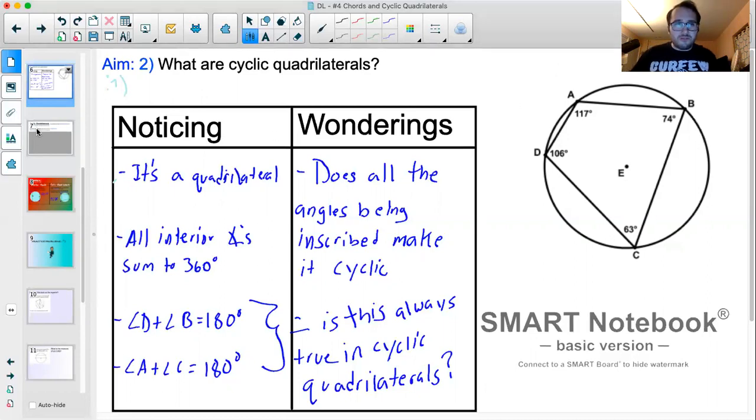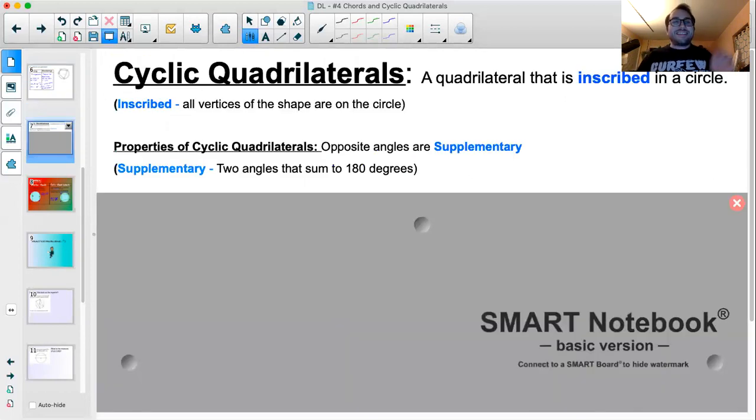Well, those are all great ideas. So let's talk about it. A cyclic quadrilateral, one of my favorite words in geometry, is a quadrilateral that is inscribed in a circle. Remember, inscribed means that all of the vertices of the shape are on the circle, and on the circle means on the circumference. So you're right with all those being inscribed angles, because all the vertices were on the circle. A property of cyclic quadrilaterals is that opposite angles are supplementary. And remember, supplementary means that two angles sum, or add up, to 180 degrees.